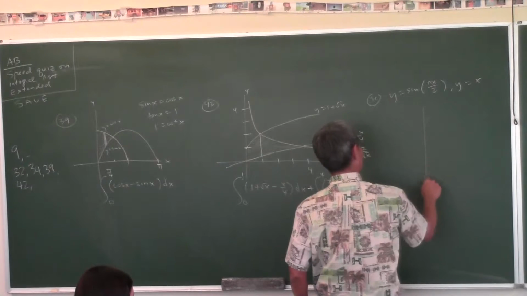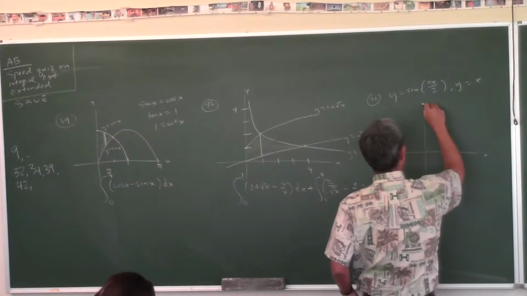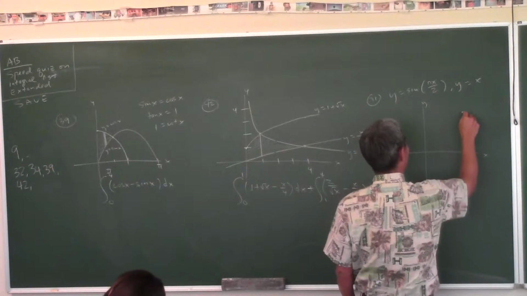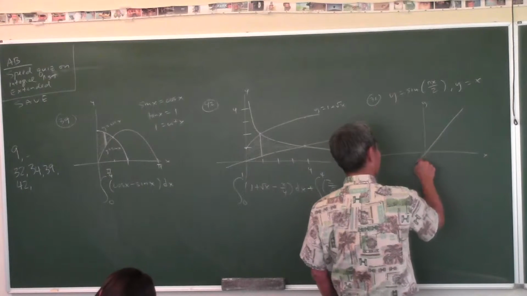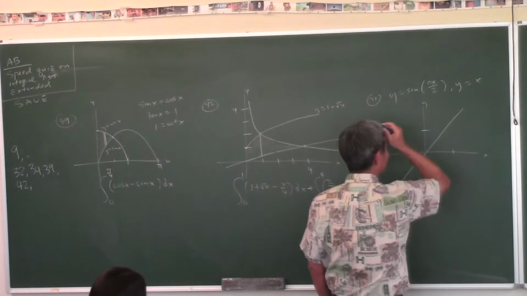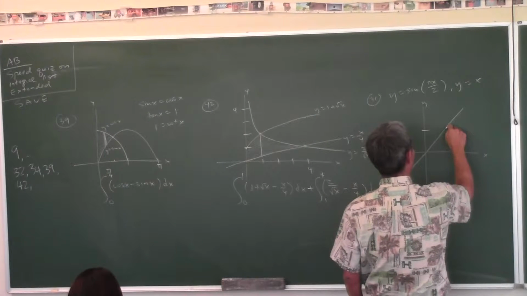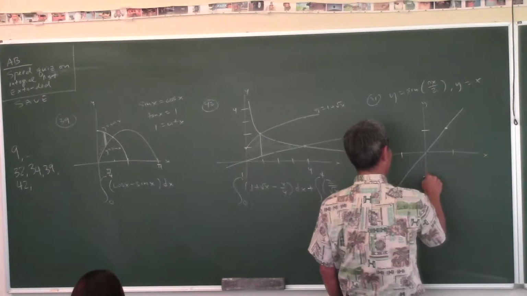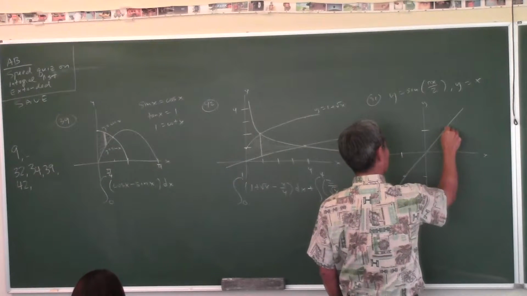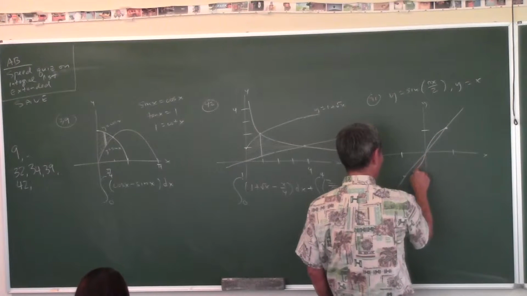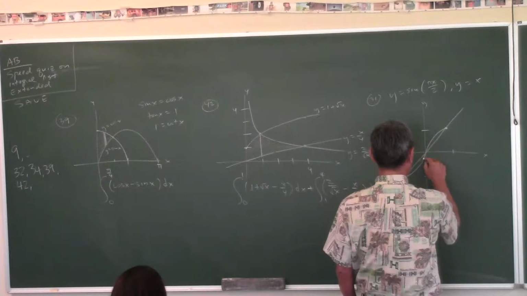Okay, silence now. I'm drawing the graph now. Okay, y equals x. That's a duh, right? But sine of pi over 2 is 1, and then sine of negative pi over 2. Oh, so it looks like this. Right? Did you guys get that?